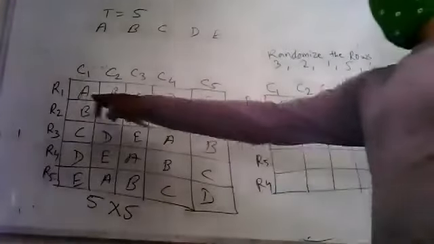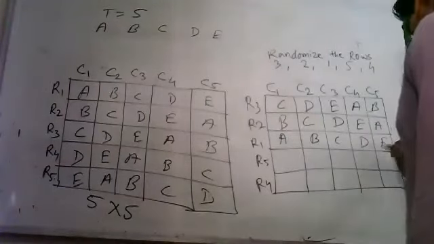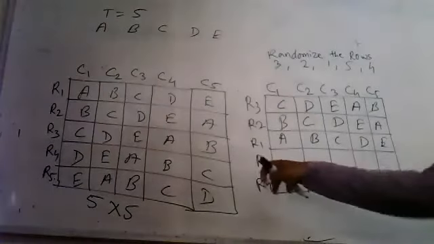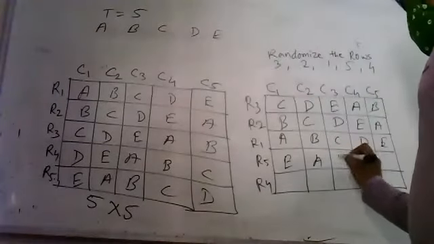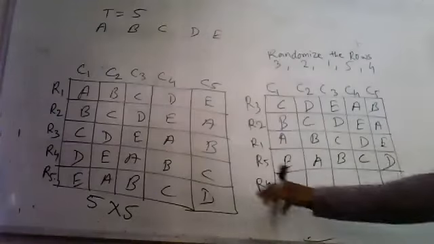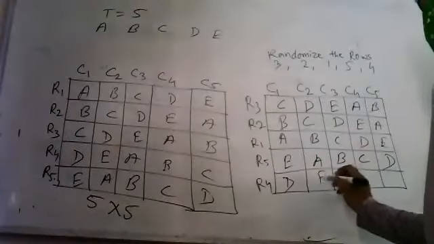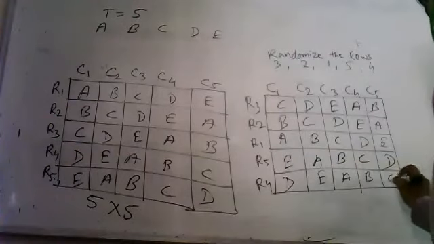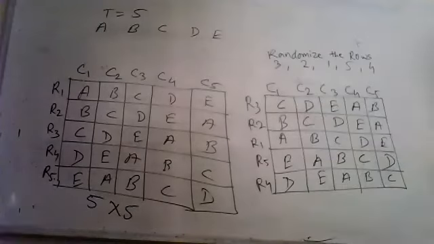Now first row: A, B, C, D, E. Fifth row: E, A, B, C, D. And fourth row: D, E, A, B, C. This is the randomization of rows.